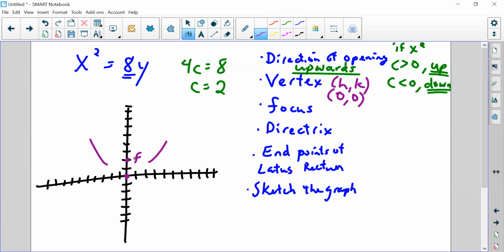If the direction of opening is down, my focus is straight down from my vertex. If it's to the left, it's straight to the left C units. If it's to the right, it's straight to the right C units. So that gives me my focus.